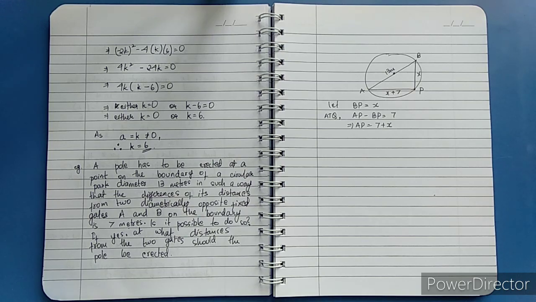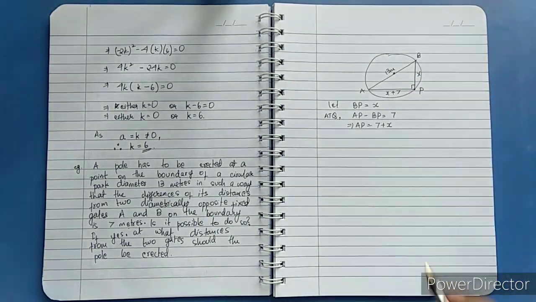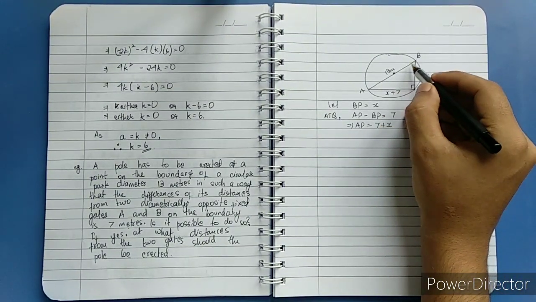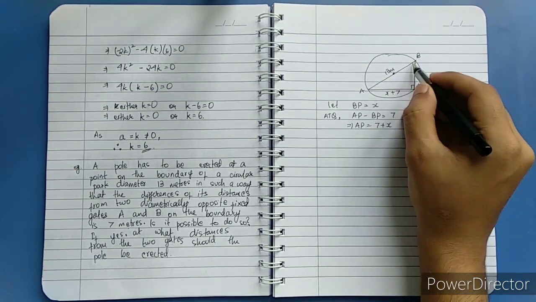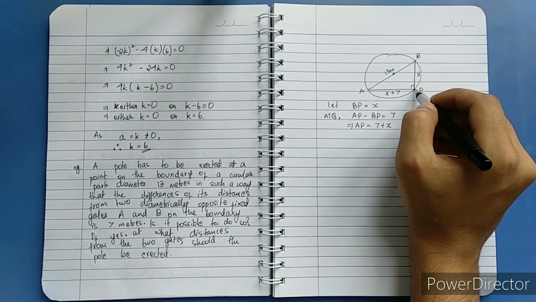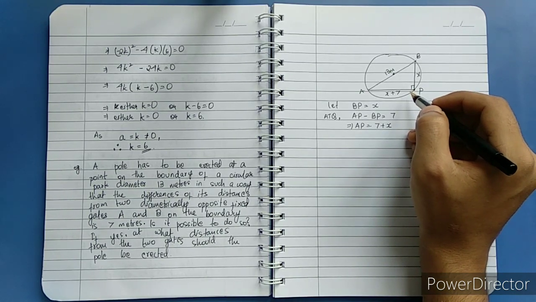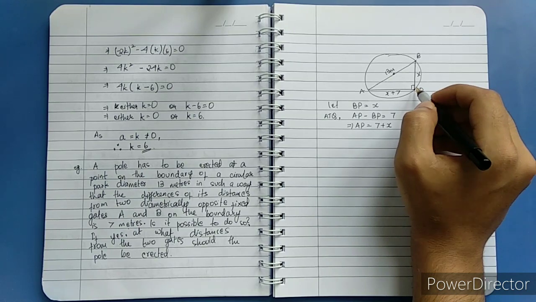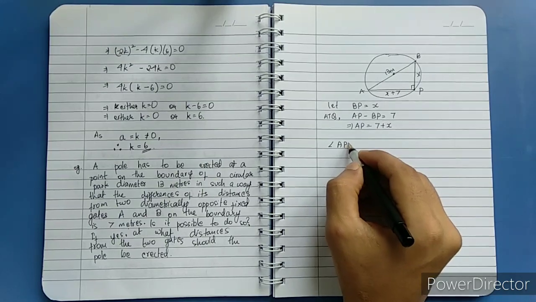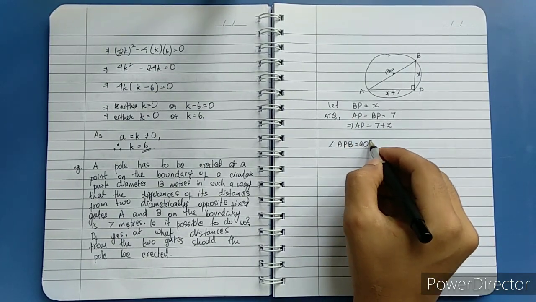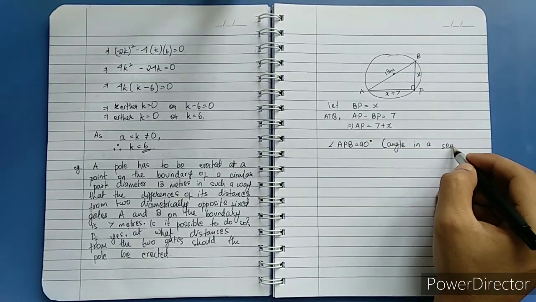So we know that the angle in a semicircle is 90 degrees. So this should be 90. Whenever we have a diameter, and from the diameter we join these two lines to the circumference of the circle, it always makes an angle of 90 degrees. Basically this is a theorem which says that the angle in a semicircle is a right angle. So angle APB equals 90 degrees, angle in a semicircle.